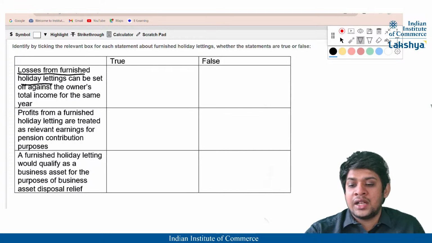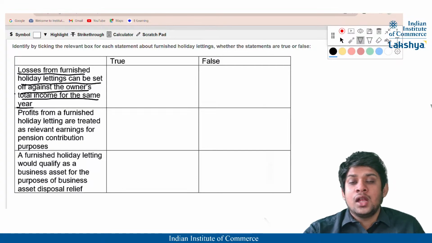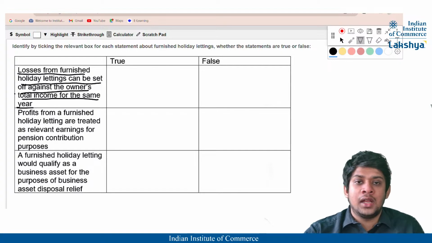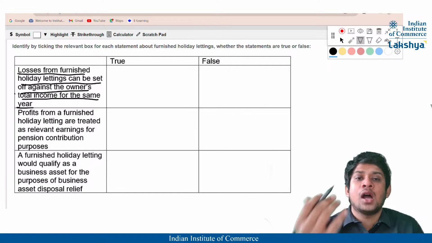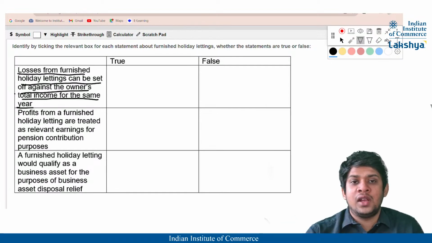Losses from furnished holiday lettings can be set off against the owner's total income for the same year. Just remember one thing: whenever you're assessing your property income, your furnished holiday lettings is not going to be aggregated into the property income. Furnished holiday lettings are dealt with separately because that is a business. Whereas property income is where, say, I had a free apartment which was not being used, so I gave it out on rent to a tenant. That is my property income, not my business. But if I'm letting out furnished holiday lettings, that is my business.